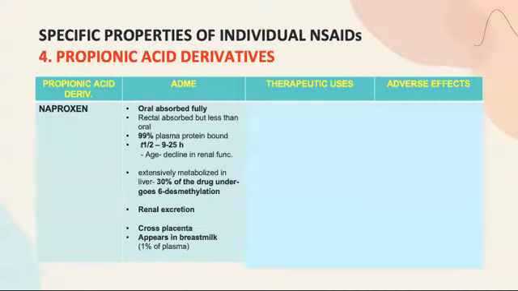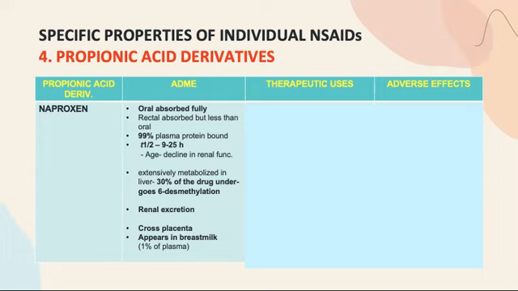Another propionic acid derivative is naproxen. Naproxen is absorbed fully after oral administration. Naproxen also is absorbed rectally, but more slowly than after oral administration. Naproxen is almost completely, or 99%, bound to plasma protein after normal therapeutic doses. The half-life of naproxen in plasma is variable, around 9 to 25 hours.